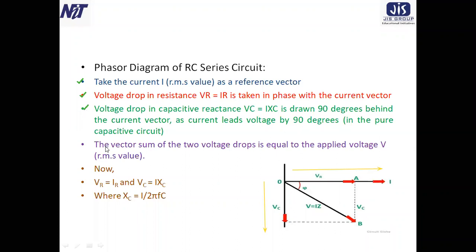Now go to step 4. The vector sum of the two voltage drops is equal to the applied voltage V. So which one is the vector sum of the two?